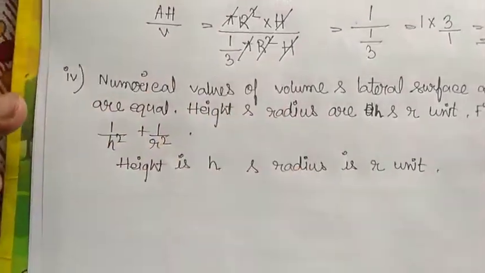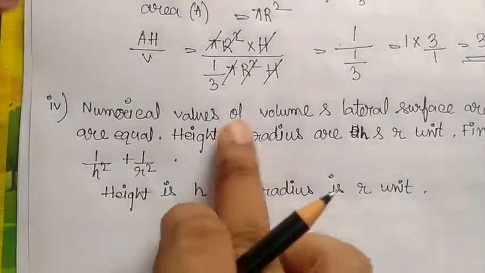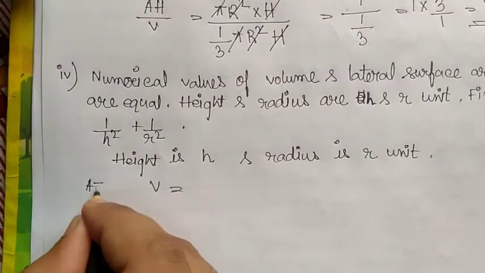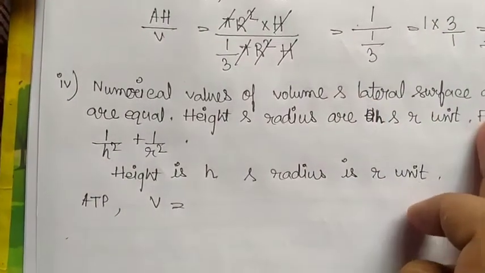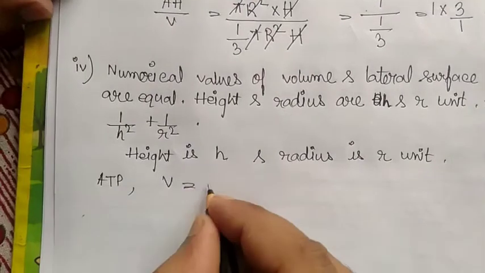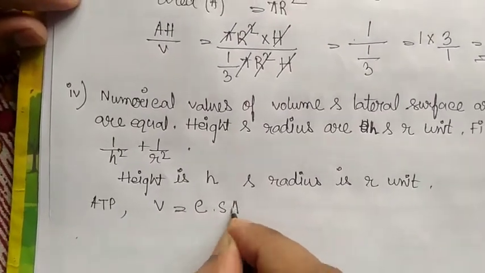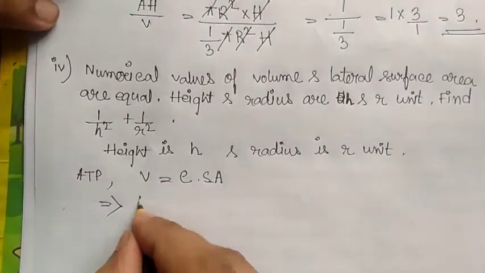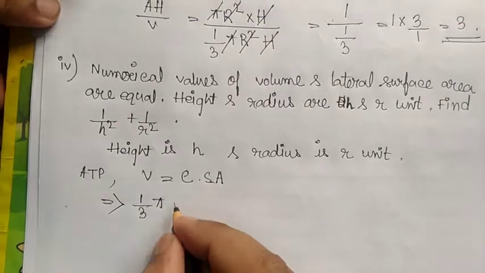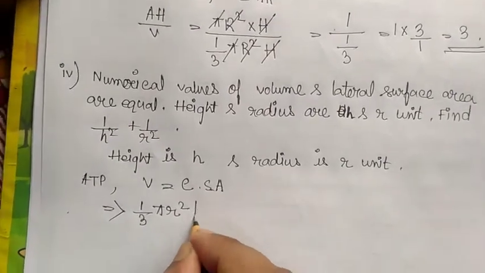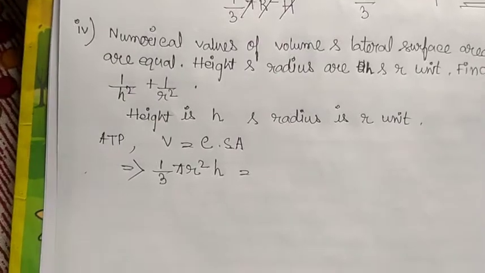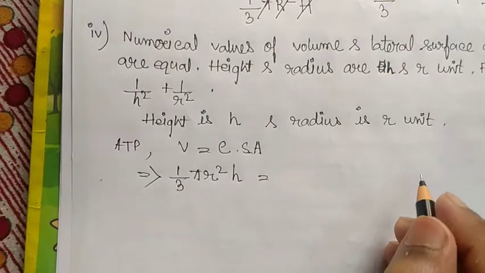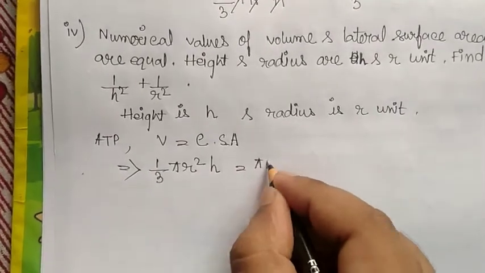So numerical value of volume. So volume is equal to, according to the problem, the lateral surface area. Lateral surface area means curved surface area. So CSA. So both of these are equal, volume equal to curved surface area. So we know the volume equal to 1 by 3 pi r square h cubic unit equal to CSA, curved surface area, which means pi r l.